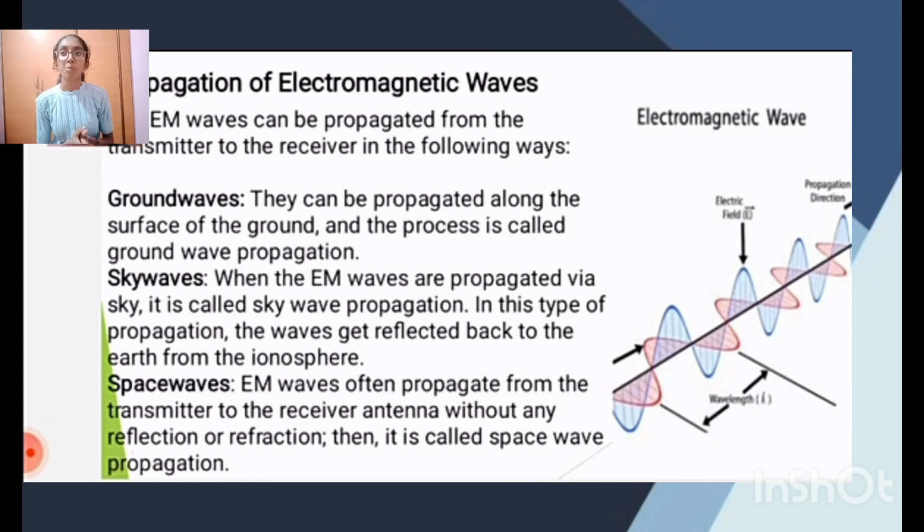In this type of propagation, the wave gets reflected back to the earth from the ionosphere. And space waves are electromagnetic waves that are propagated from the transmitter to the receiver antenna without any reflection or refraction, and this is called space wave propagation.